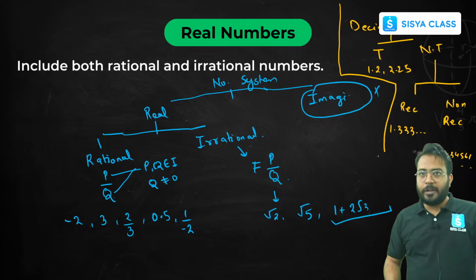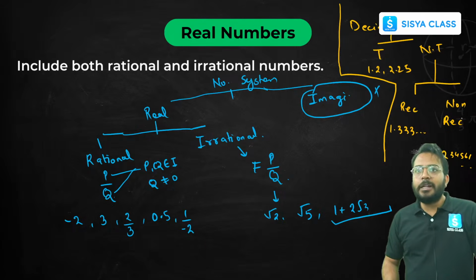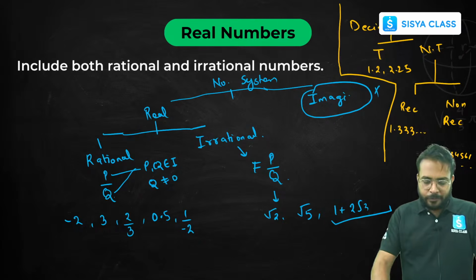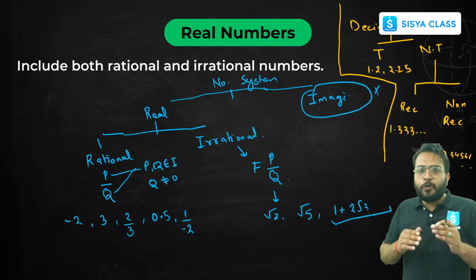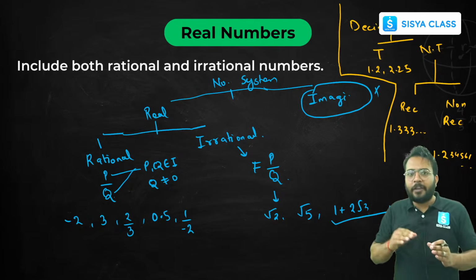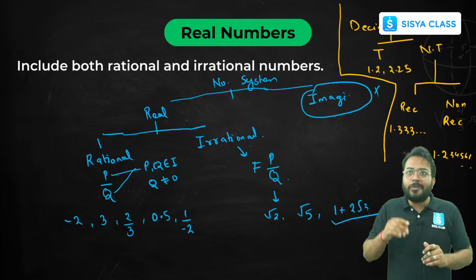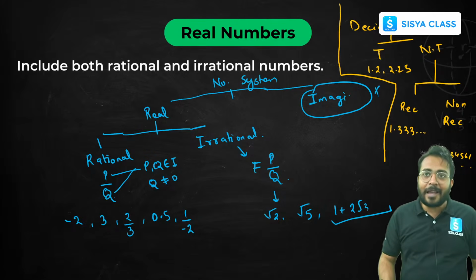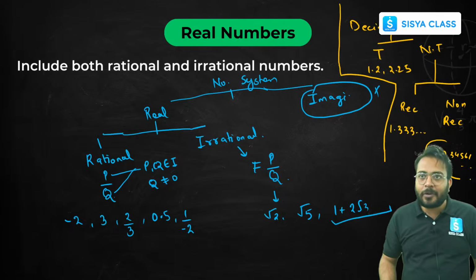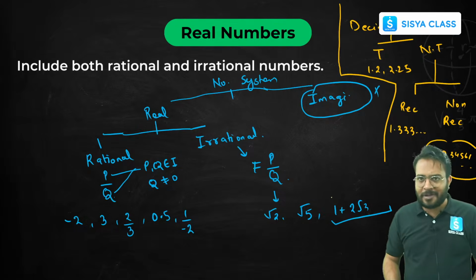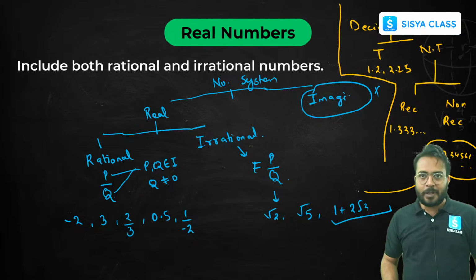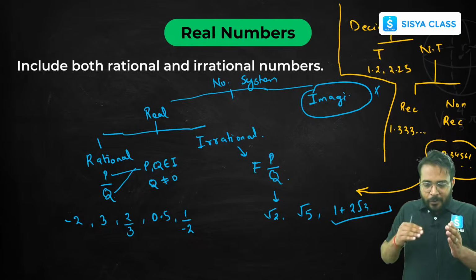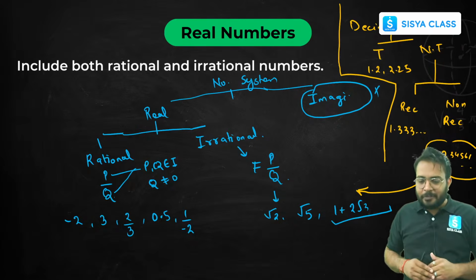So the numbers which are non-terminating as well as non-recurring, those numbers are also categorized as irrational numbers. So these decimal numbers also we are going to have in the category of irrational numbers itself.